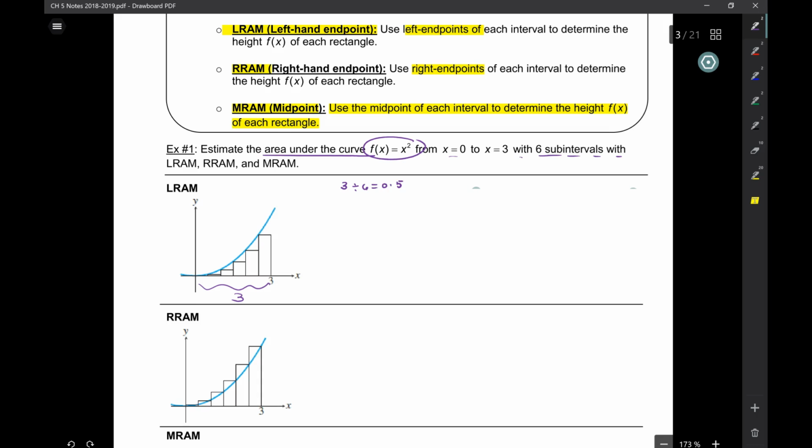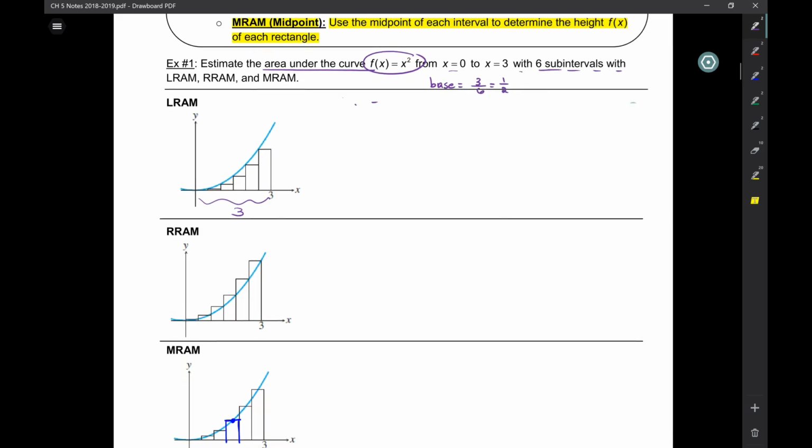So this is going to be the base. If you write it more formally, the base is going to be 3/6, which is equal to 1/2. I want to use fractions. All right. So now let's take a look at this for a minute.